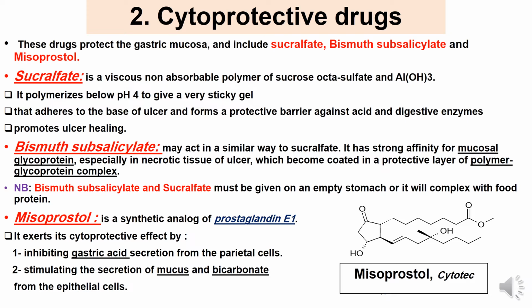How does sucralfate work? Sucralfate polymerizes at pH below 4 to give a very sticky gel, and then it adheres to the base of the ulcer and forms a protective barrier against acid and digestive enzymes, so it can promote healing of the ulcer. The second cytoprotective drug is bismuth subsalicylate.